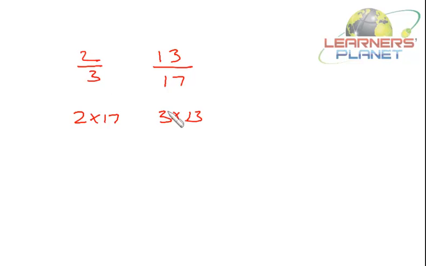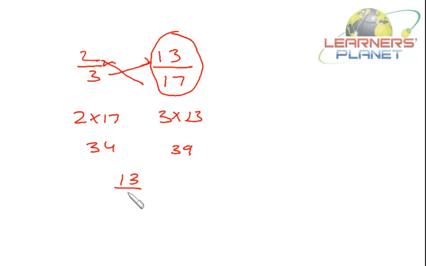Now let's take one more example. I'm having 2 by 3 and 13 by 17. Now let's cross multiply. It's 2 into 17, it's 3 into 13. So it's 34, it's 39. Since 39 is greater than 34, 13 by 17 will be greater than 2 by 3.